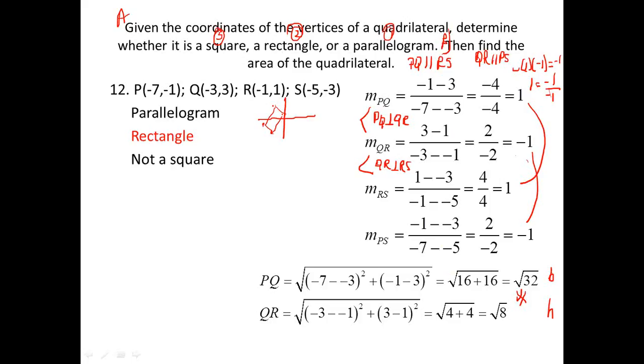But this is where you check. If they were the same there, they would go, and you already know that they're parallel and they're perpendicular. You only need to check 2 of them because opposite sides have to be the same.